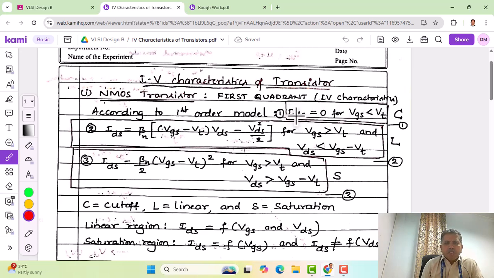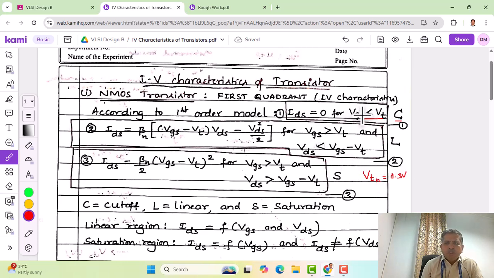So IDS is nothing but the drain to source current that is flowing, which will be equal to 0 for gate to source voltage less than the threshold voltage. This condition is called the cutoff region. So to operate NMOS transistor in the cutoff region, the gate to source voltage needs to be less than the threshold voltage. Typically, threshold voltage VTP or VTN here is going to be 0.3 volts. That is considered throughout this textbook, so we will retain the same threshold voltage even in this course as well.